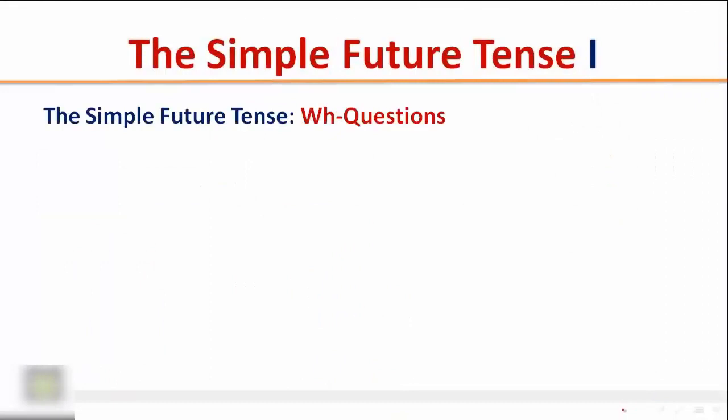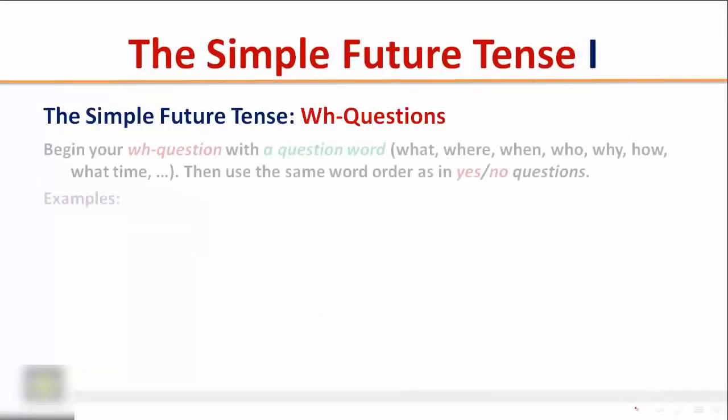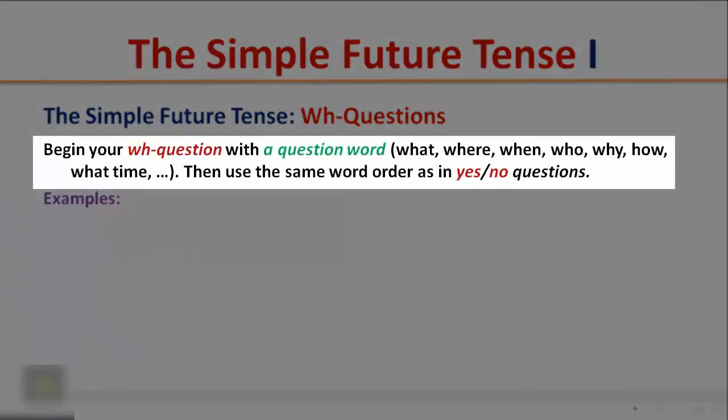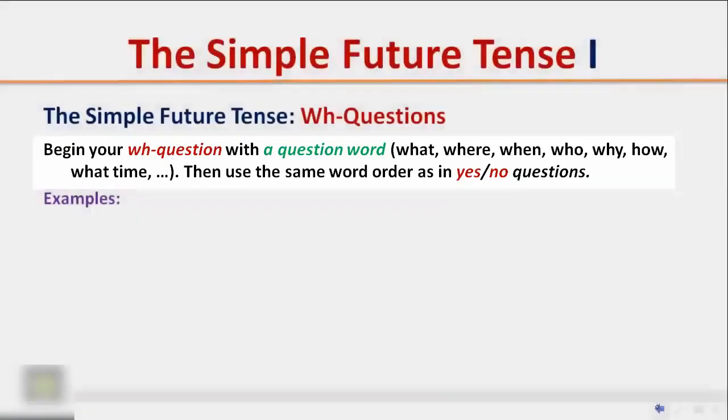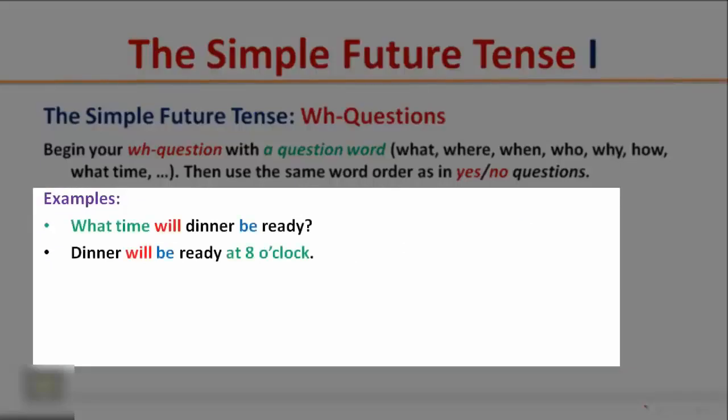The simple future tense, WH questions. Begin your WH question with a question word, such as what, where, when, who, why, how, what time. Then use the same word order as in yes-no questions. Examples. What time will dinner be ready? Dinner will be ready at 8 o'clock.